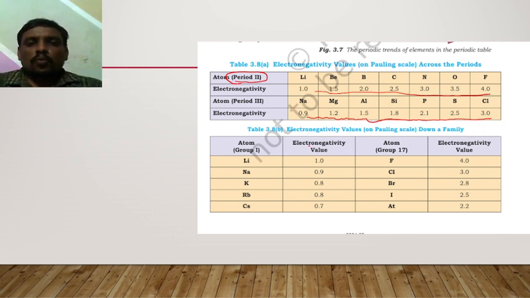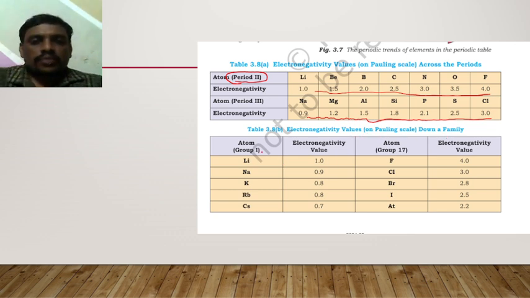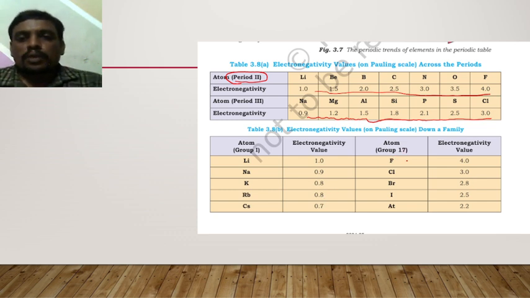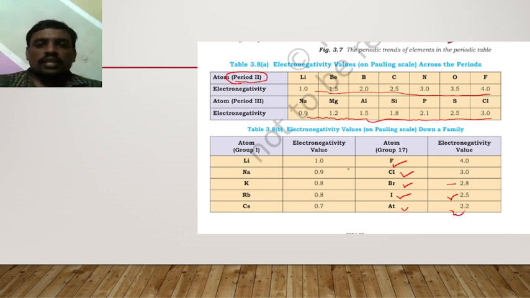So this is an increasing direction in period 3. Now let us take group 1, electronegativity values on the Pauling scale down a family. This is increasing across the periods, whereas down a family it decreases. Group 1: lithium 1.0, sodium 0.9, potassium 0.8, rubidium 0.8, cesium 0.7. Group 17: fluorine is 4.0, chlorine 3.0, bromine 2.8, iodine 2.5, and other elements as you can see here.